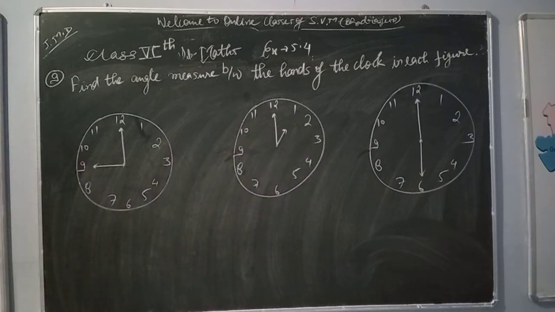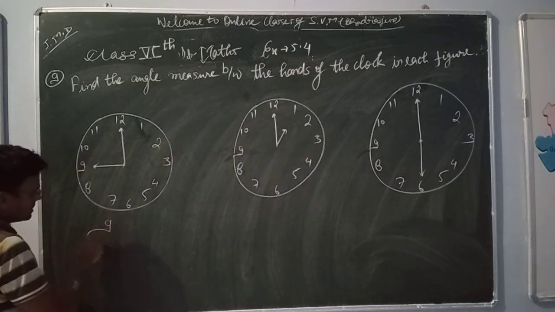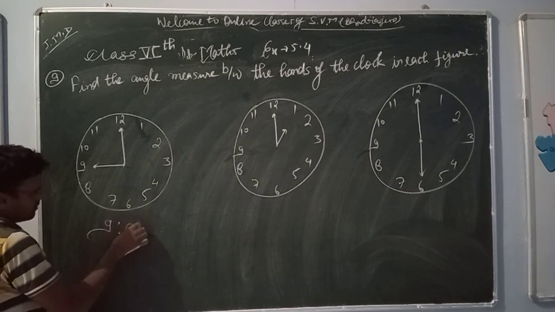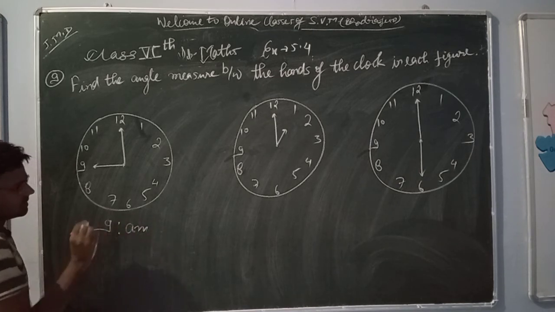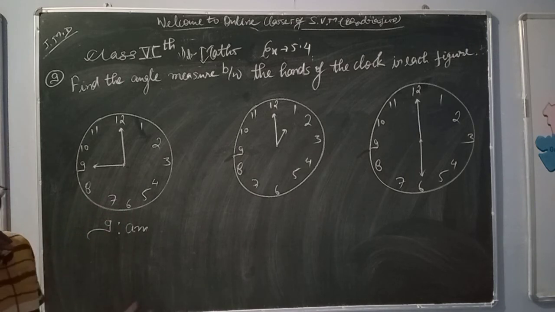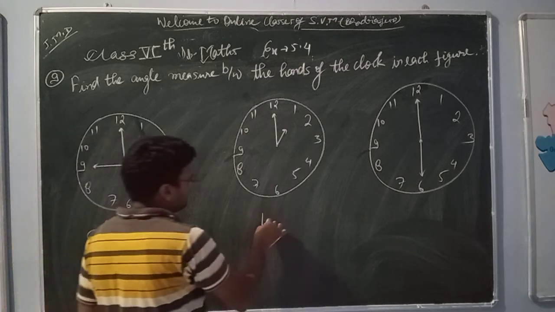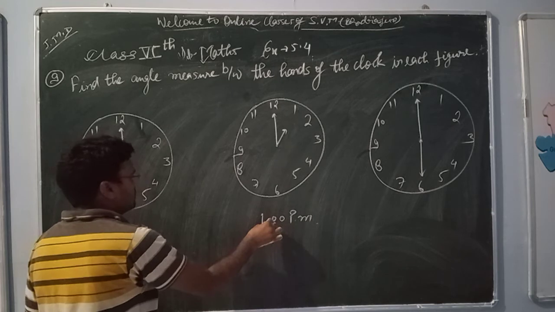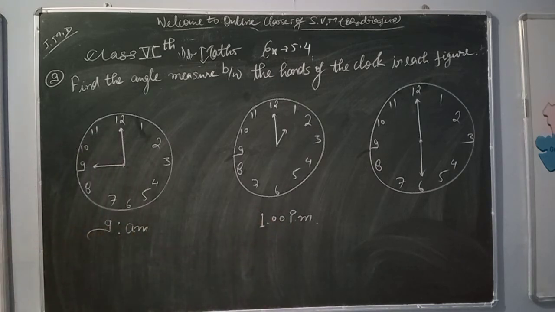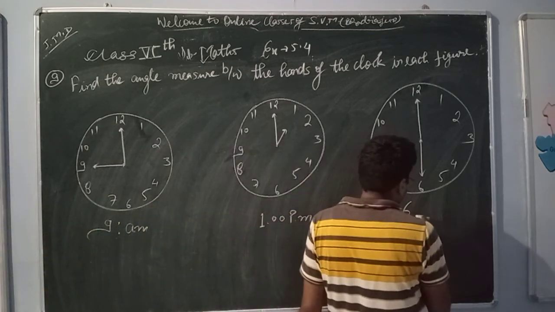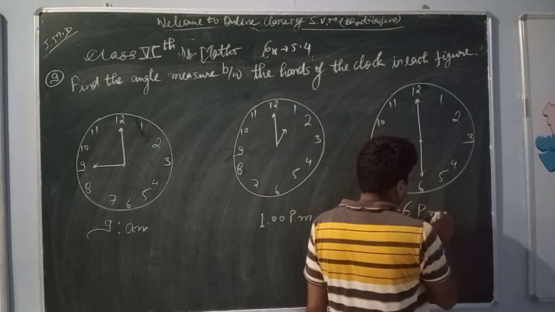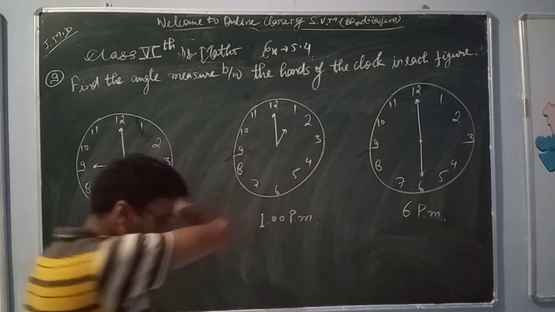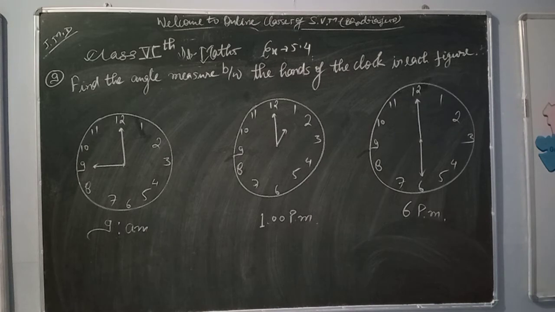Okay. Time given in this figure is 9 a.m. Actually, angle does not depend on whether it is AM or PM. Angle will be the same for AM as well as for PM. Okay, this is 1 PM. And now this is 6 PM. So 9 AM, 1 PM, this is 6 PM. Okay.